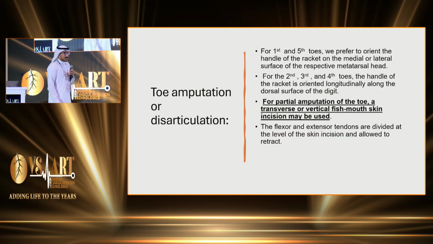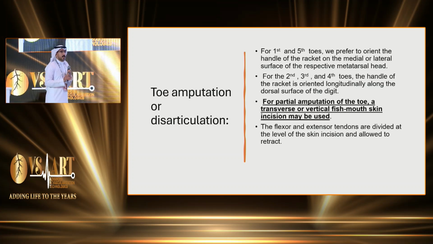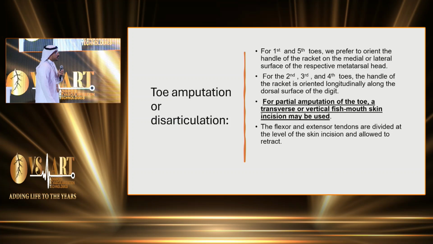For the first and fifth toes, we consider orienting the racket medially or laterally, related to the metatarsal head. For the second, third, and fourth, we orient the incision longitudinally along the dorsal aspect of the foot or of the digit. For partial amputation of the toe, a transverse or vertical fish mouth incision can be made.